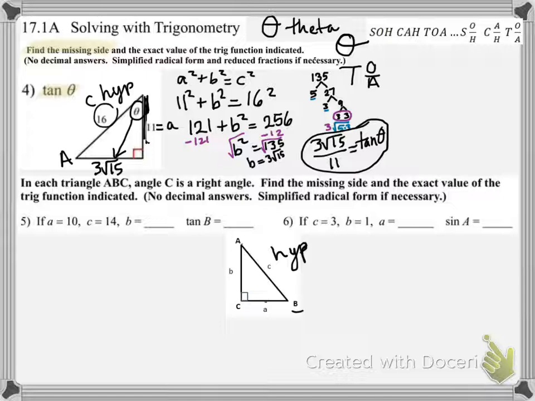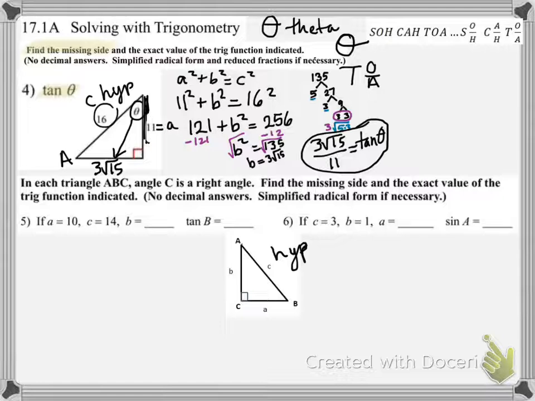Capital B is opposite from capital B, lowercase b. Again, always working out that way. That's one of the things that we talked about in the 17.1a notes. So, if we're looking at this one, we're saying A is 10, C is 14, find the B.